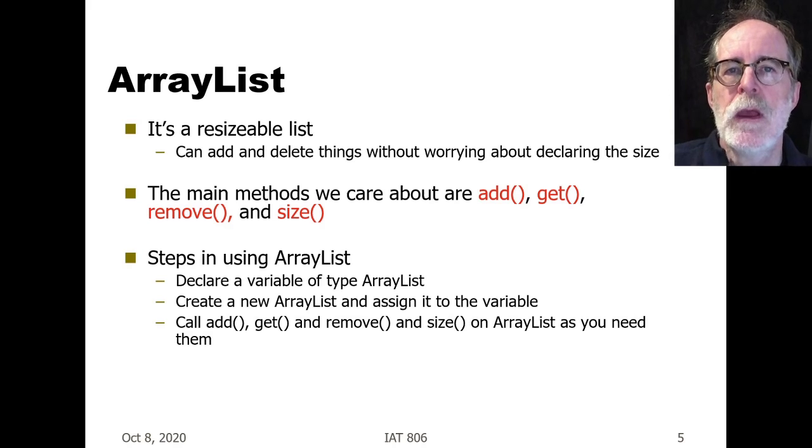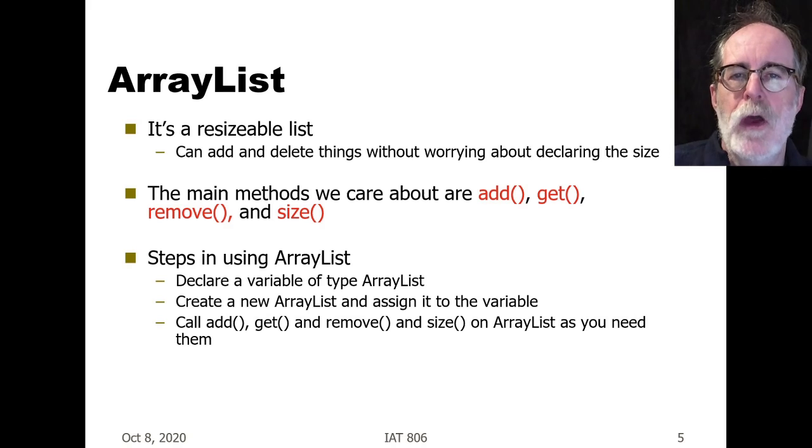The main methods that you use to access an ArrayList are things like add, get, remove, and size. Size is a query: it tells you how many items are in the ArrayList. Add is the thing you use to add items. Get is the way in which you retrieve items, and with get, it needs an argument to say which item. Remove allows you to remove the item. And size, once again, tells you how many things are there.